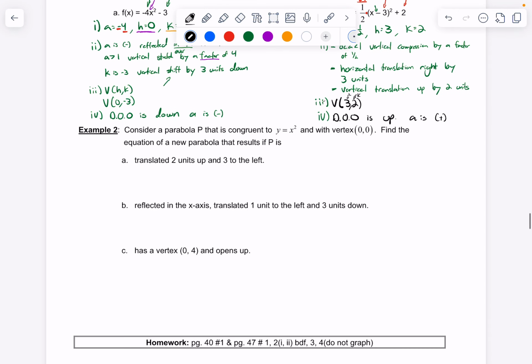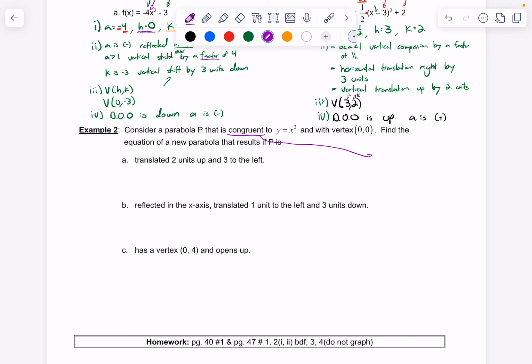All right, example 2, and then we're done. It's the end of the lesson. So consider a parabola P that is congruent to y equals x squared. Okay, so this word congruent is going to come up a lot. The textbook uses this a lot. Let's put a note what congruent means.